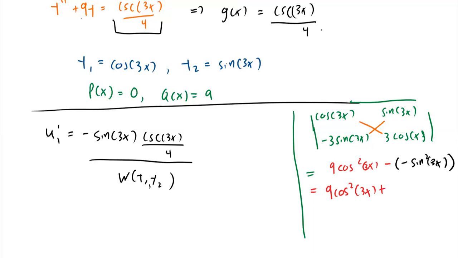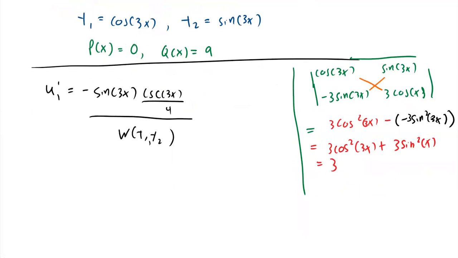So where did I get my 9? 9 shouldn't be 9, it should be 3, right? Yeah, sorry, I don't know where I got 9 from. Okay. And here, there should be a 3 in front of the sine. Okay, and there we go. Now we have it right. So this is 3 sine squared x. Use the identity that cosine squared plus sine squared equals 1. So you can simplify it to just be 3. Okay, so let's go ahead and plug this in and simplify u1 prime.